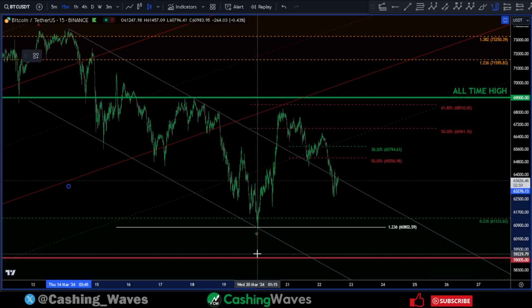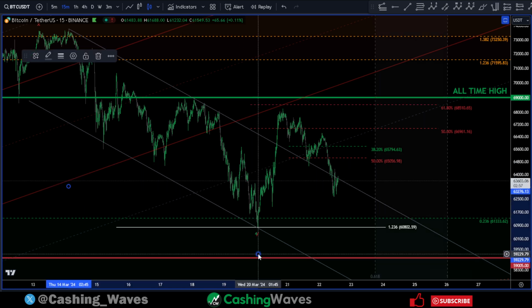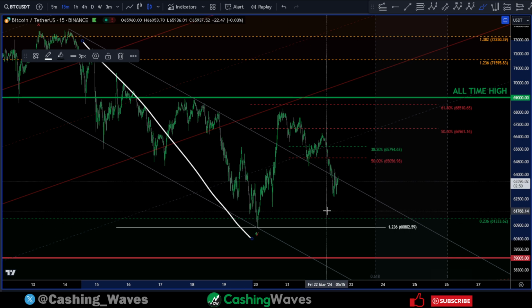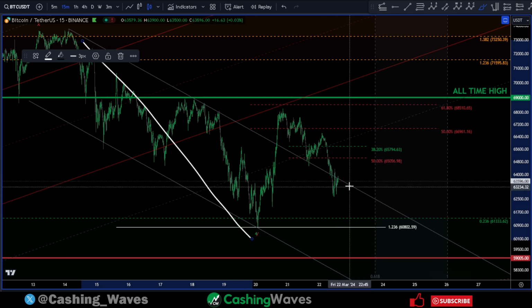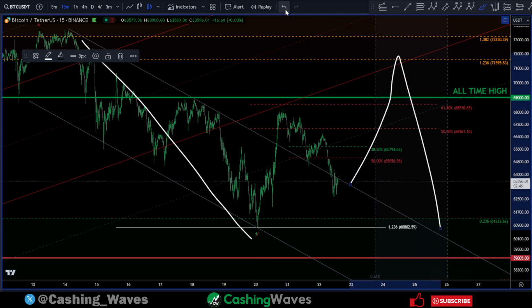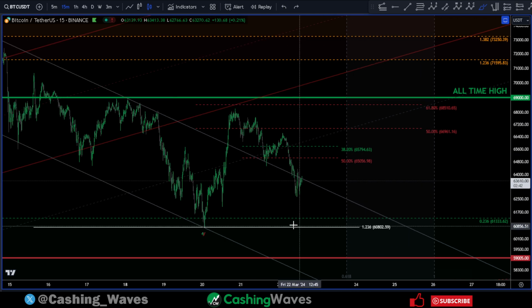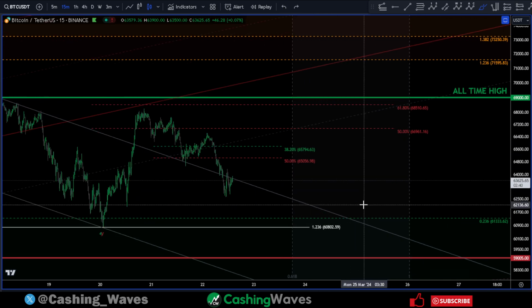Now, first of all, I'm going to take our time fib again like I did yesterday. And if we are correcting this entire move to the downside, we're looking to come into that area for our pivot. So I'm going to leave that up just to be paying attention where the waves are at that time. But there's our all-time highs up here.